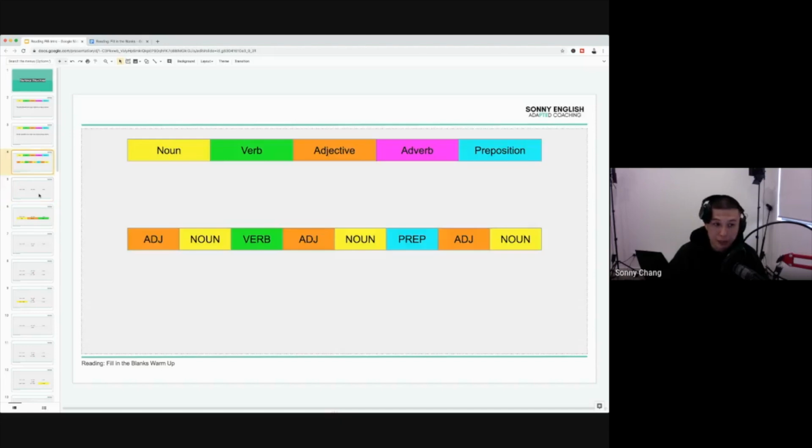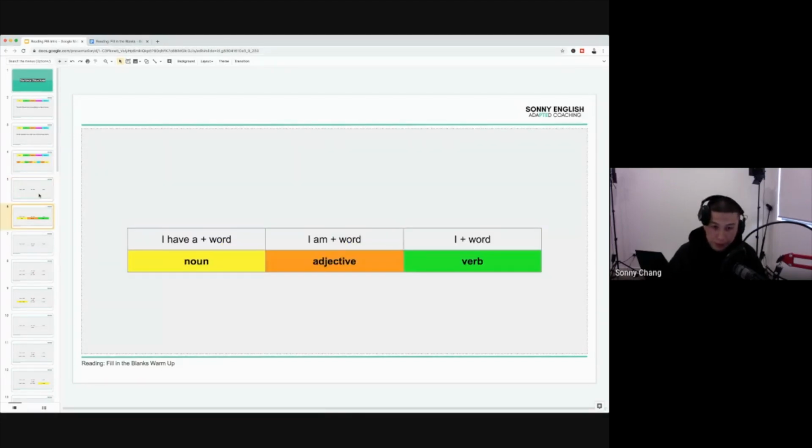And when I say parts of speech, I'm talking about nouns, verbs, adjectives, like that. Okay, so when you have I have plus a word, if you say it and it just sounds good to you, that means that word is a noun. If you put it here and it sounds good to you, that means that word is an adjective. And if you put it here, it means it's a verb. Okay, so I'm going to demonstrate that for you.